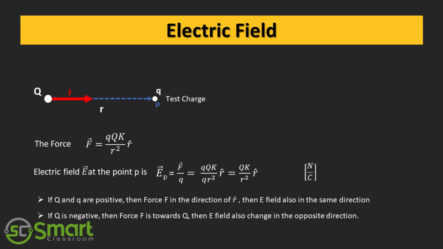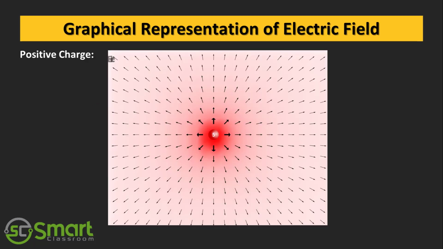If capital Q and small q are positive, then force F is in the direction of unit vector r. Then the electric field is also in the same direction. If capital Q is negative, then force capital F is towards capital Q. Then the electric field also changes to the opposite direction. Electric field is a vector, so you can expect arrows.